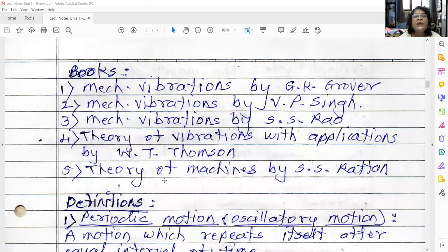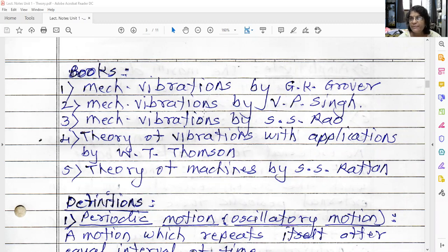Now, what are the different books? The first book is Mechanical Vibration by Grover. This is a very good book. You must purchase this book because all the syllabus except balancing is covered in it, and it is not so costly. The cost is approximately 250 to 300.